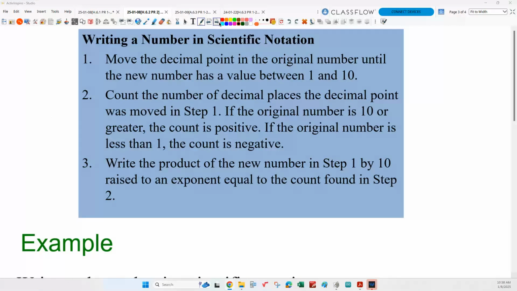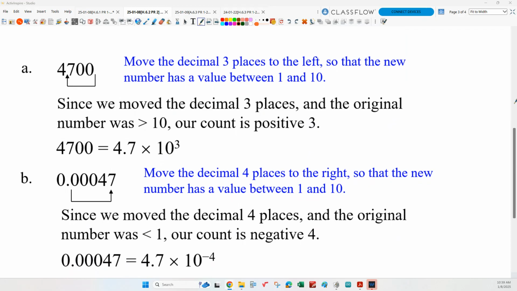We're just going to count the number of places we move the decimal, and that tells us what the exponent's going to be, right? If we start off with a really big number and we have to move the decimal to the left to make it smaller, well then we know that we're going to get a positive exponent because big numbers use positive powers of 10 to write them, right? If we start off with a really small decimal and we have to move the decimal place to the right to create a number that's greater than or equal to 1 and less than 10, then that means that the power becomes negative.